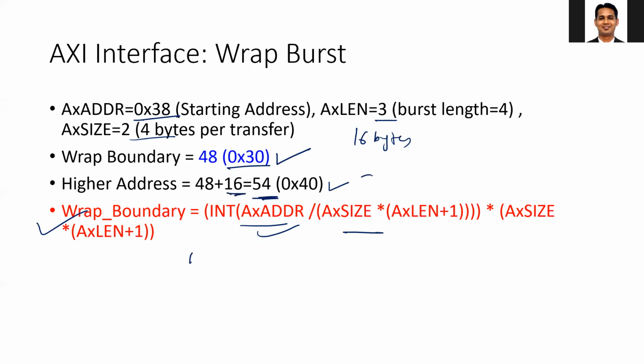So the slave will get the start address. The slave will keep on counting whether it has reached the wrap boundary. Once it reaches, it will go back to the lower wrap boundary. And this is how the slave will do.